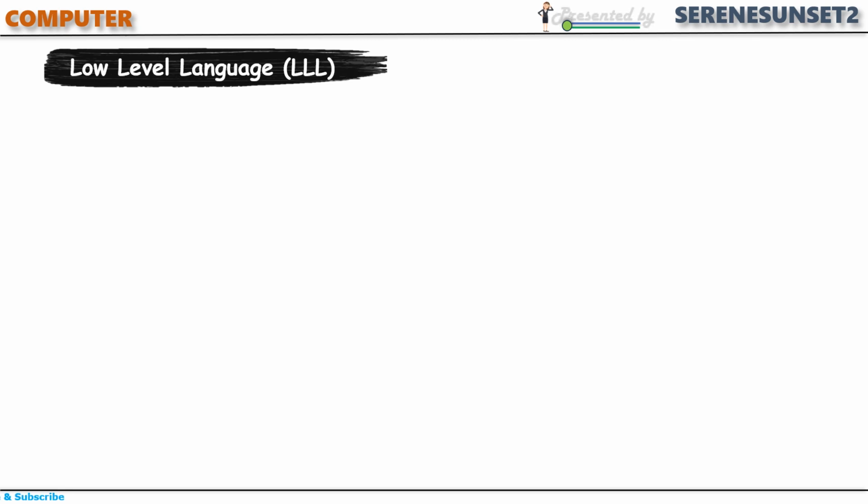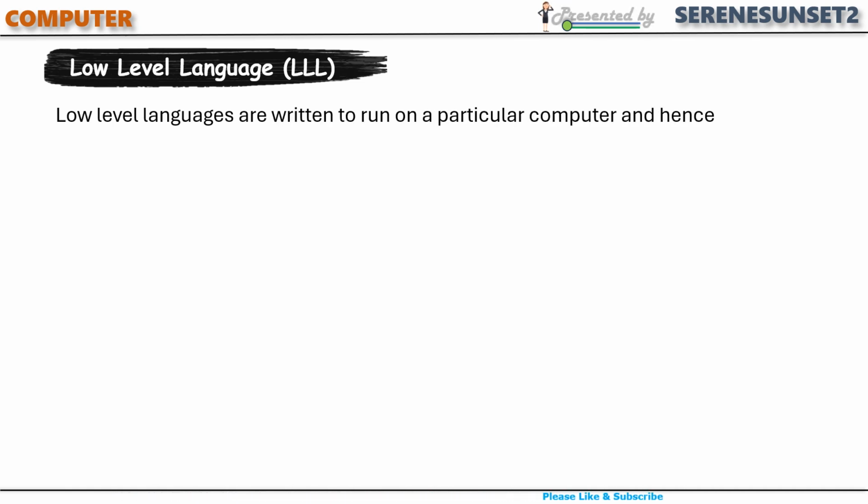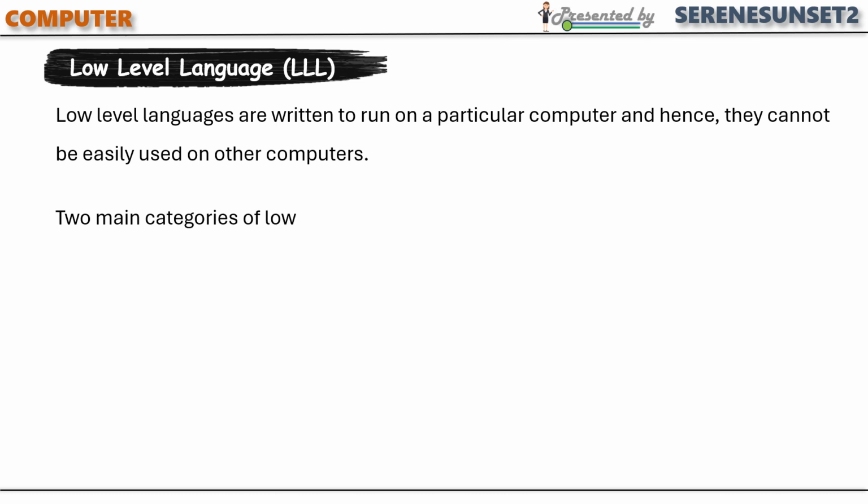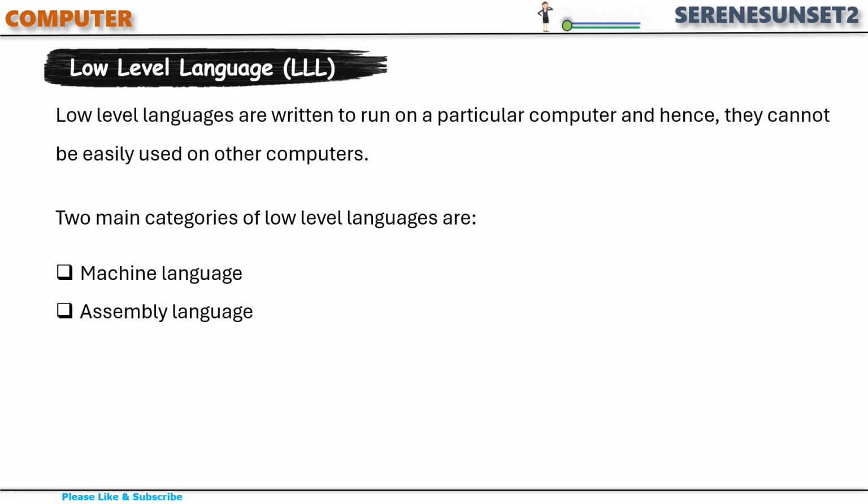Low level language, LLL. Low level languages are written to run on a particular computer and hence they cannot be easily used on other computers. Two main categories of low-level languages are machine language and assembly language.